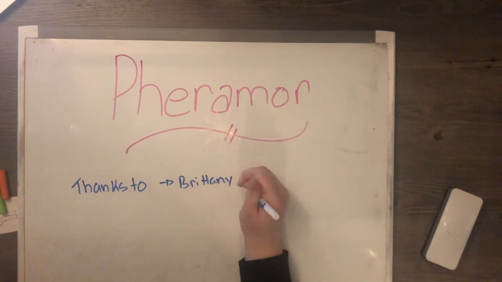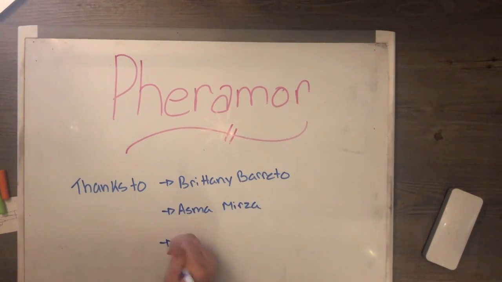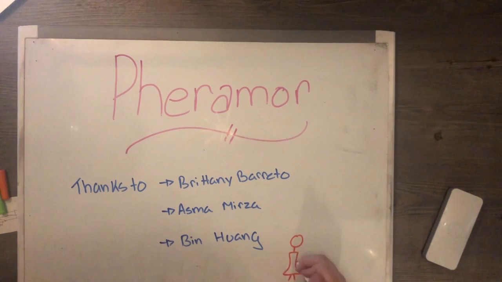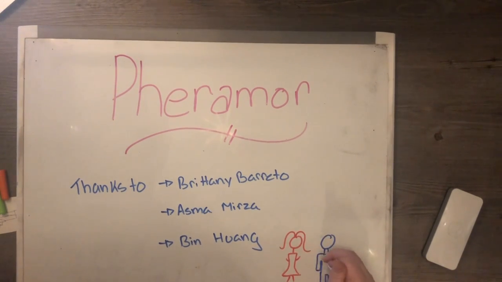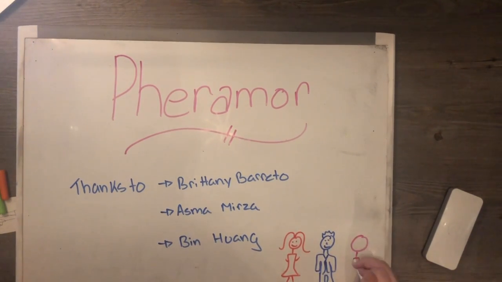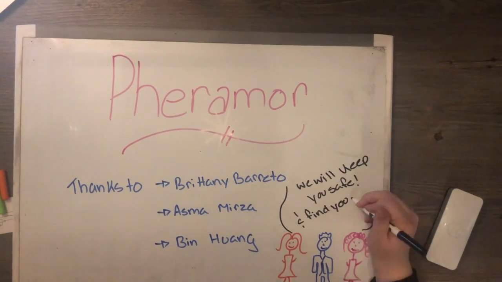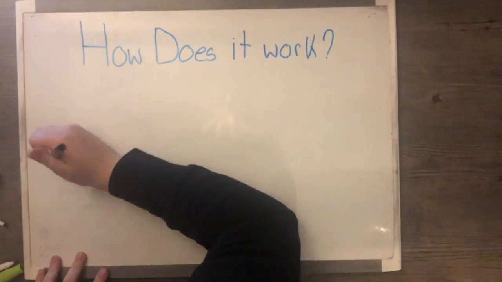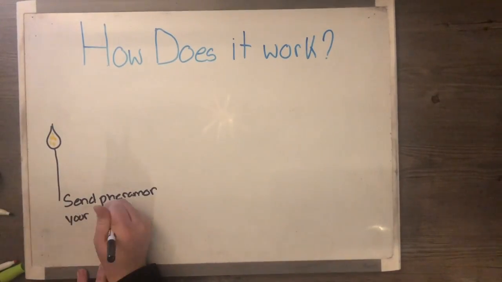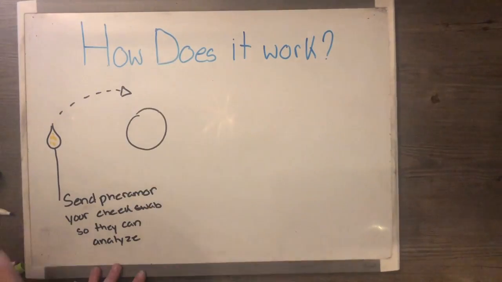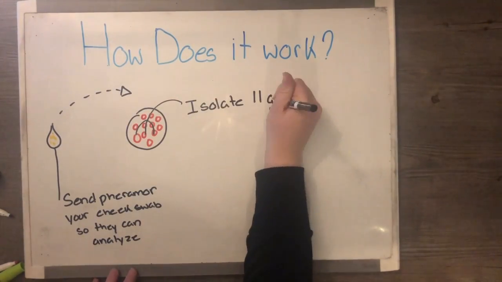Dating websites have been created, such as Pheromone, which uses your DNA to find the perfect match for you, thanks to Brittany Barreto, Asma Mirza, and Bin Wong, who swear to only look at certain genes that have any connection to who you can be attracted to, and promise to keep the rest of your genetic information safe. They collect your genetic data through a cheek swab that you send them. They single out 11 genes and swear to only sequence and look at those 11 genes.